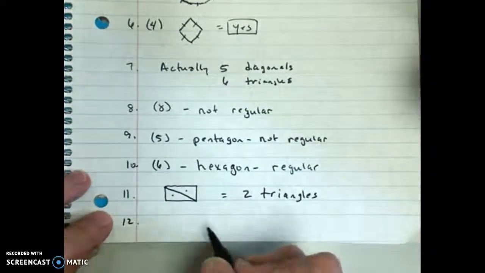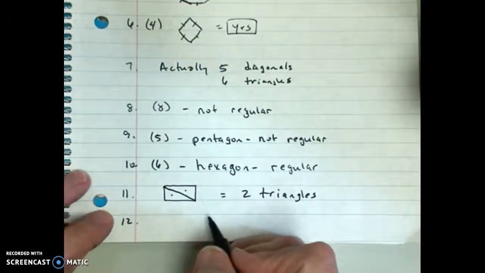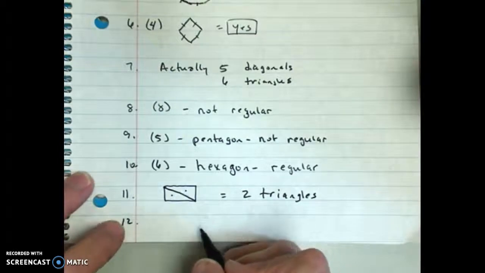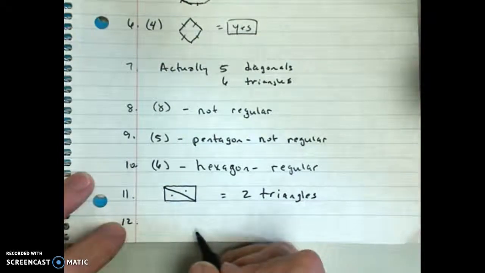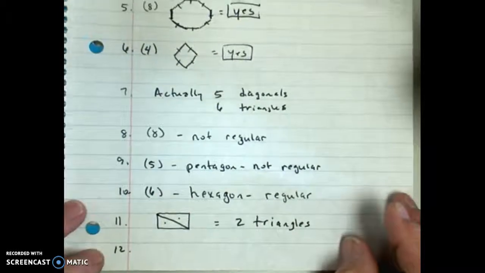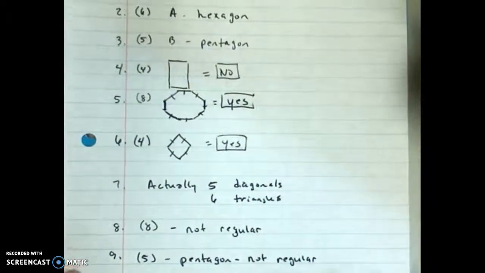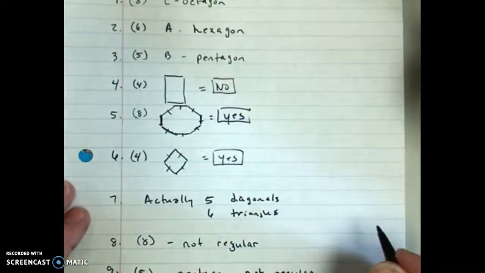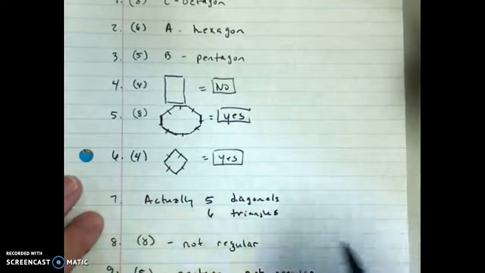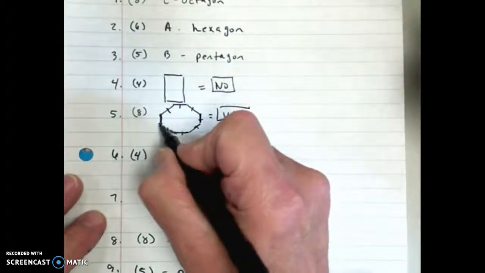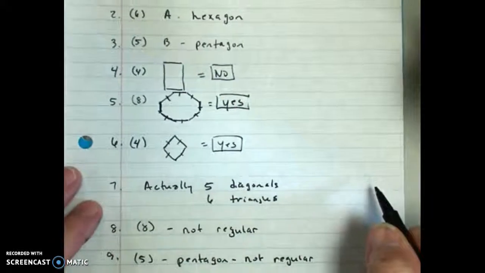Number 12, we want to do the same thing but use a regular octagon. We're going to go back to number 5 to do that, since we had that picture already. Otherwise you have to draw one for number 12. So either go back to number 5 or draw one for number 12.